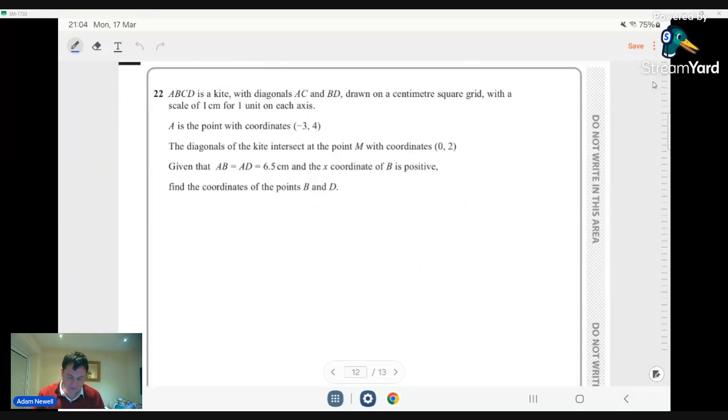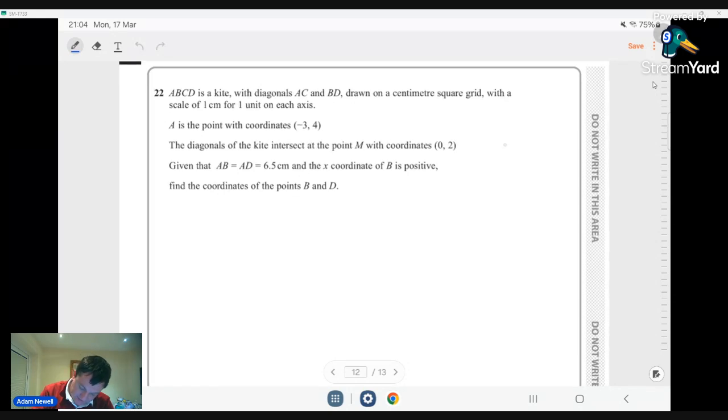Okay, question number 22. We've got a kite. The diagonals are AC and BD. A is a point -3, 4, which is about there. The diagonals of the kite intersect at point M with the coordinate 0, 2. So therefore, our kite is going to look something like that, where it says the x coordinate of B is positive. So that's B, that will be D. You've got your A and C.